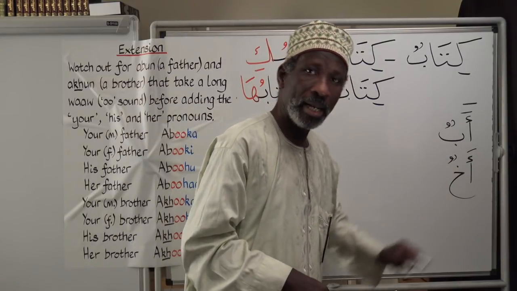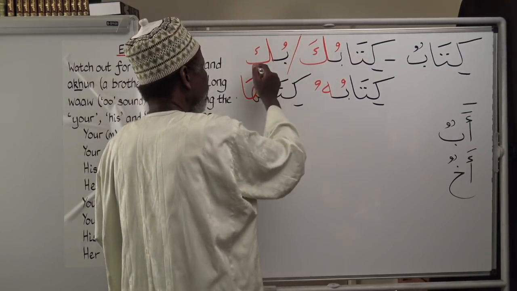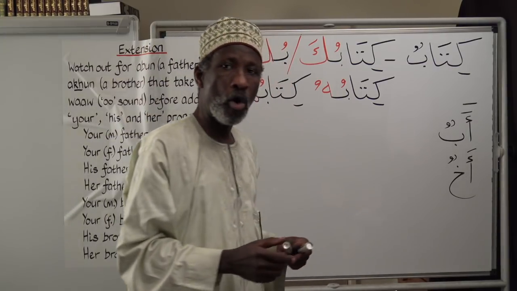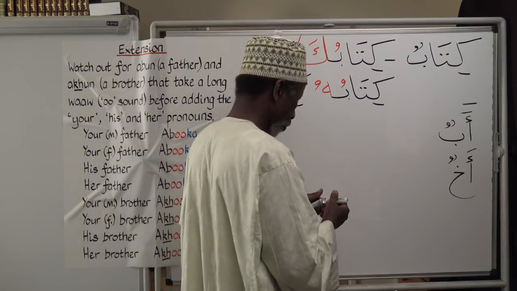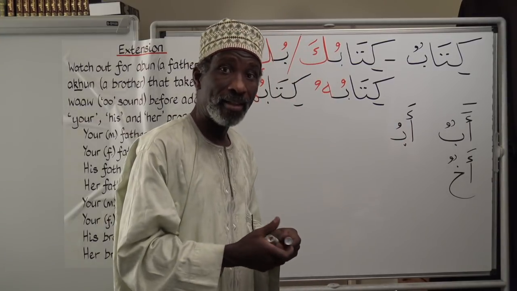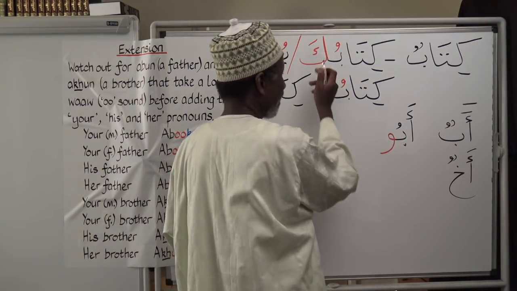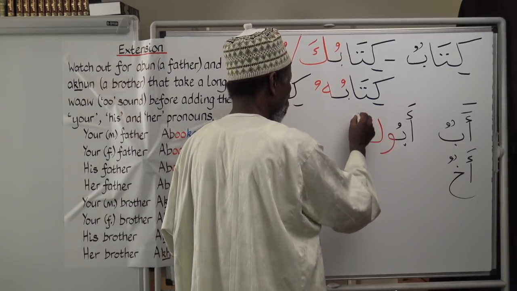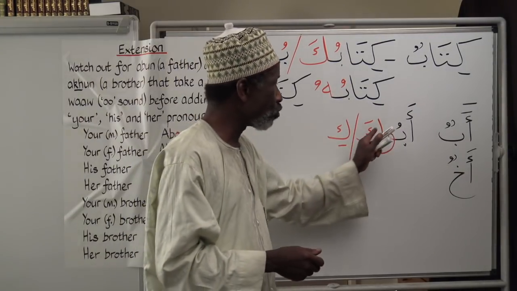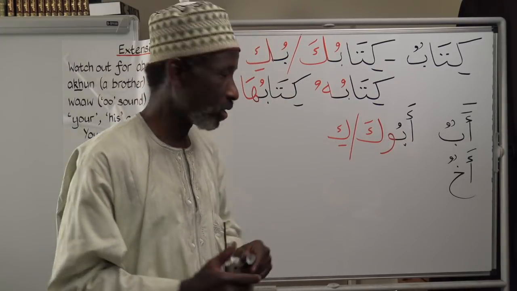Except these two. When you are dealing with these, let's put ka here and ki here. The third letter will come out. For instance, if I want to say your father, I will say abu, so far so good. Then a secret letter will come out, and this is wow, and then you start adding the ka ending, or ki ending if you are speaking to a female. So you say abuka, your father, speaking to a male. Abuki, your father, speaking to a female.